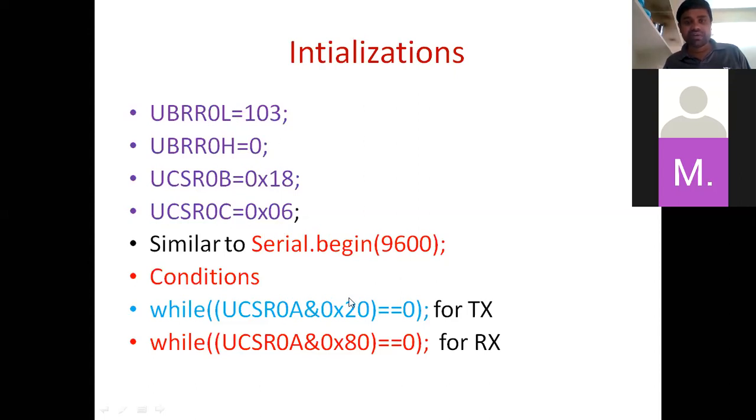The condition for transmission is while the register UCSR0A and with 0x20 equal 0, with a semicolon. It is to check whether transmission is completed or not, whether the buffer is empty or not. During reception, we want to check whether data is available or not. That register and with 0x80 equal 0, with a semicolon.